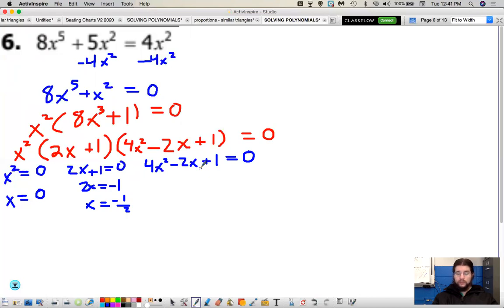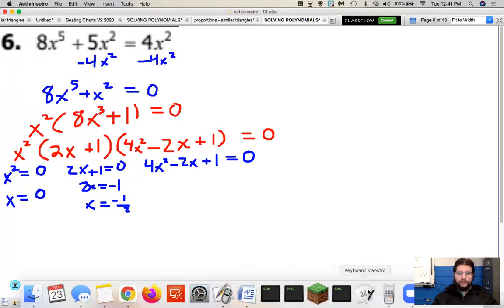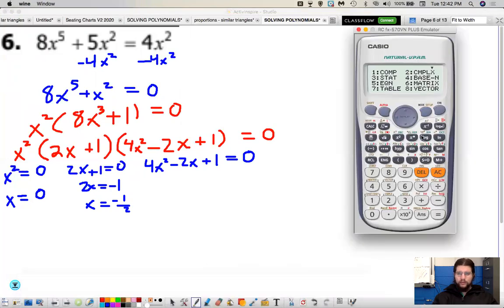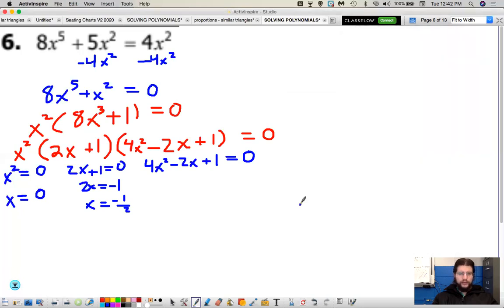It's a quadratic. B is not 0. Oh, yay, we have a calculator that can do it for us. Mode 5, 3, 4, -2, and 1, and we get that. Yes, I know not all of you have this for some reason, so I'll do it by hand. A is 4. B, -2. C is 1.